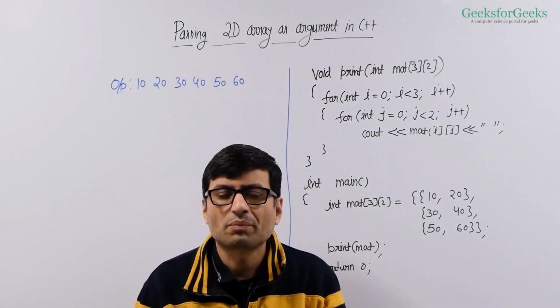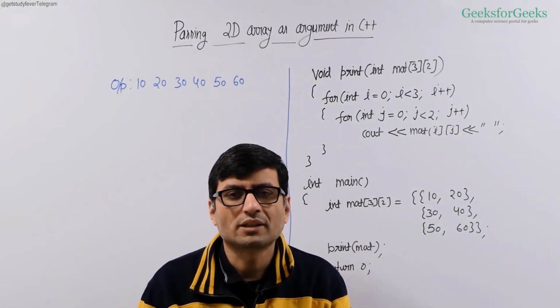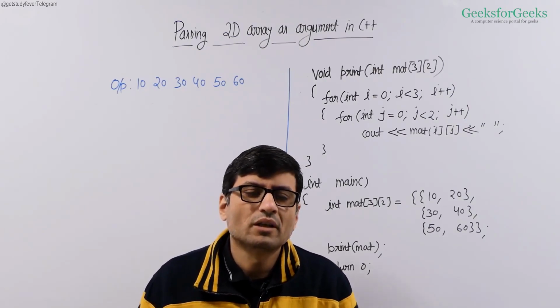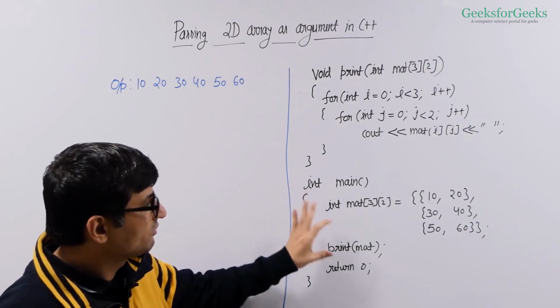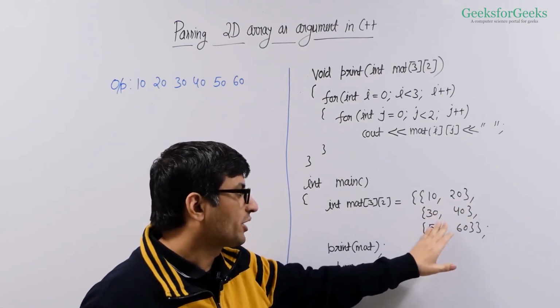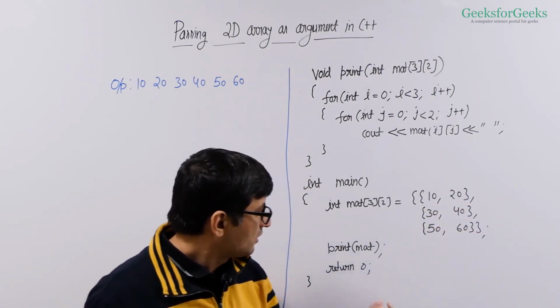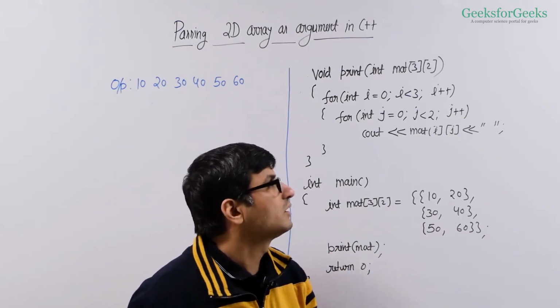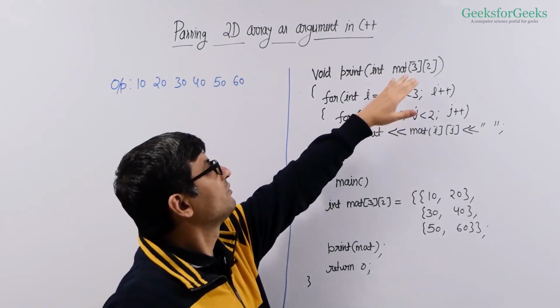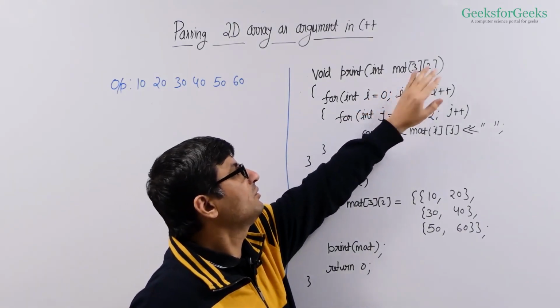Let us talk about passing multi-dimensional arrays as arguments to functions. Let's see this example. We have a 3 cross 2 matrix which is initialized as 10, 20, 30, 40, 50, 60. Then we call the print function to print the content of this matrix. In the print function, we have specified both the dimensions 3, 2.